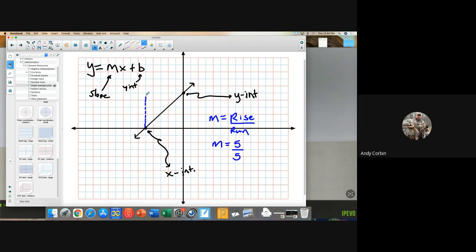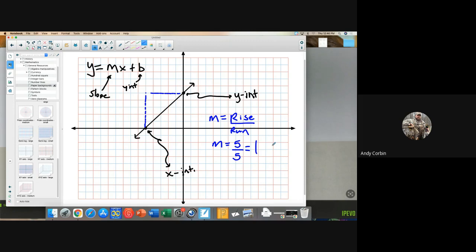Would the run be B? Or B is the y-intercept. The run is actually how much distance it is from here to here. Okay? Think about a stair step. It has a riser and it has a runner. The rise is how much it goes up to the next step. The run is how far it is away from the next step. And so the slope of this line is equal to 1.